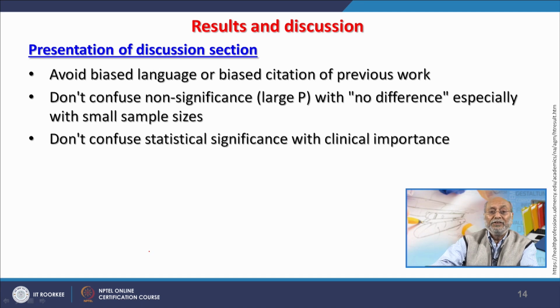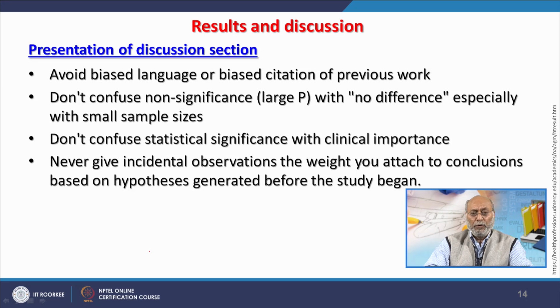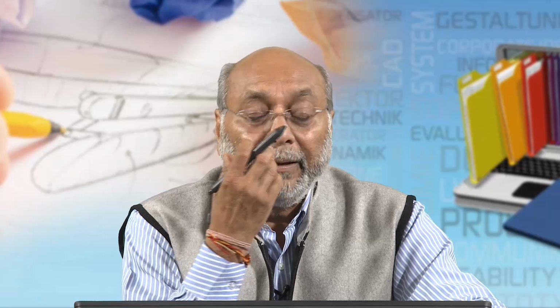And do not confuse statistical significance with clinical importance. Clinical importance means here that very small significances are there and you are trying to put a lot of emphasis on that, whereas the data and results do not show that. So, never give incidental observations the weight you attach to the conclusions. These are things you have found incidentally, but can you repeat that experiment? Can you substantiate that thing? That is why such observations should not be presented in the discussion section.